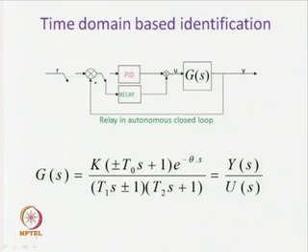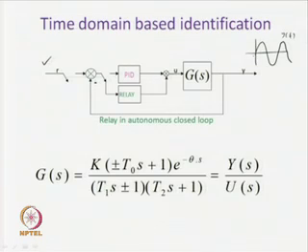In this lecture, we are going to see how we can estimate parameters of the standard second order plus dead time transfer function model. Earlier we have seen that the relay in autonomous closed loop results in sustained oscillatory output, and let the sustained oscillatory output be given by this waveform, and this is our y(t). Then this is the arrangement that results in this type of sustained oscillatory output.